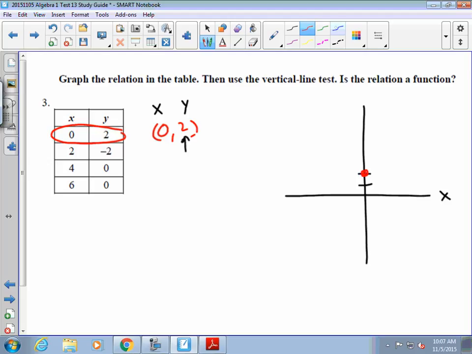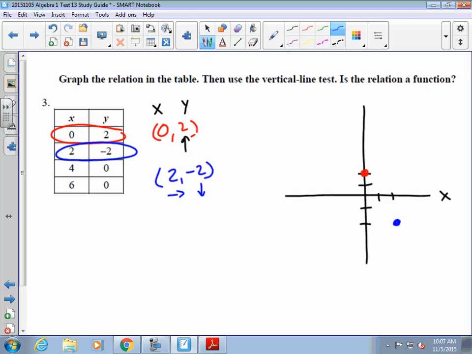The second point, 2, -2. 2 tells you this time to go to the right 2 times. So we got to go over once, twice. And -2 tells us to go down 2 times, down once, twice. So to the right twice and down twice. That's where the second point goes.